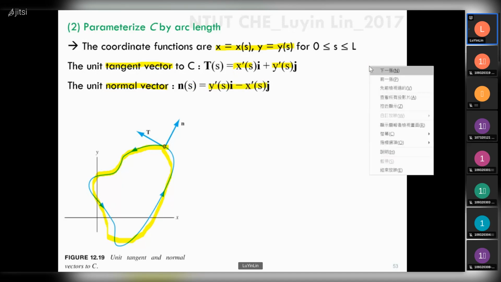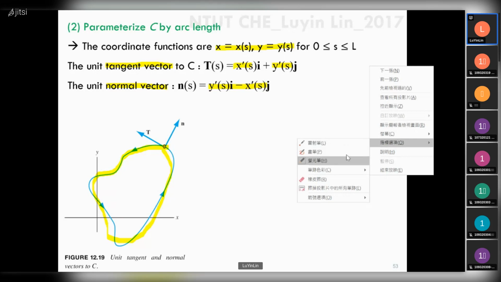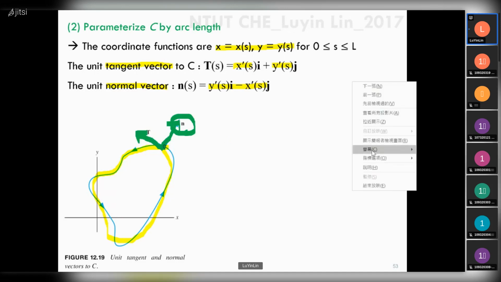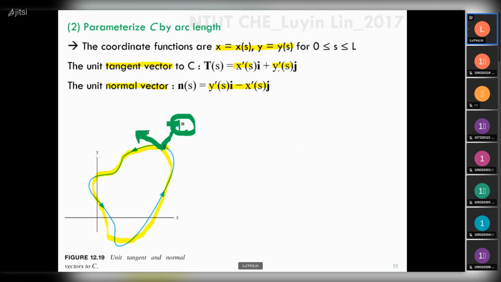I hope you learned this before, okay? So the way to find the tangent vector is this one, right? Tangent vector is this one. If you want to find the one perpendicular to the tangent vector, if you want to find n, you just have to swap this part and this part, and also put a minus on this. This is a way to find the normal vector to a certain vector, the normal vector to the tangent vector. Okay.